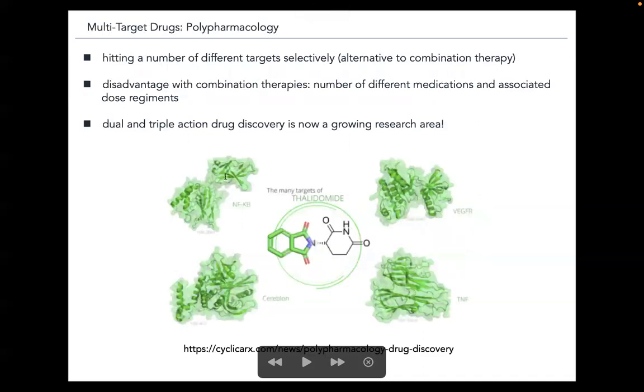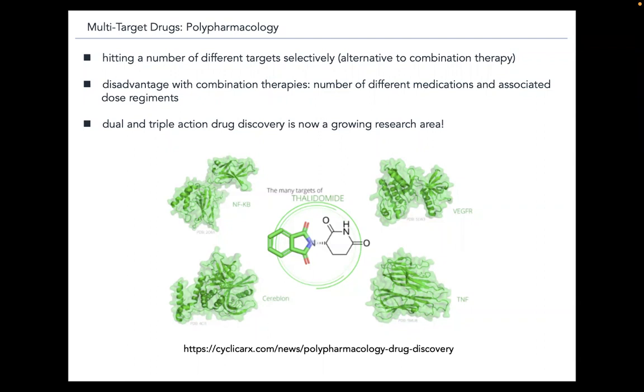Another key area that has come up over the course of the last 20-ish years now is this concept of polypharmacology. The whole idea was to design molecules that could target multiple different targets, so hitting a number of different targets selectively. It's an alternative to combination therapy, where you take, let's say, two molecules that are going to have a combined biological effect on the body.